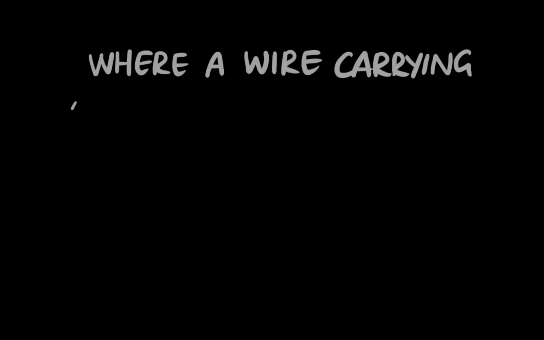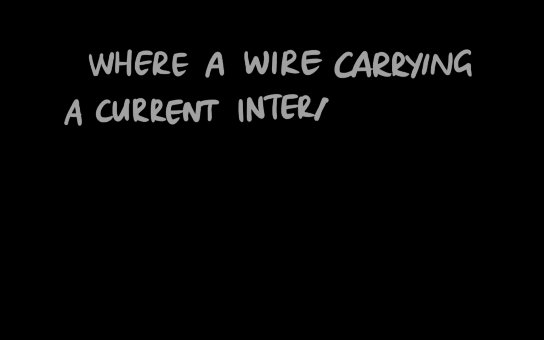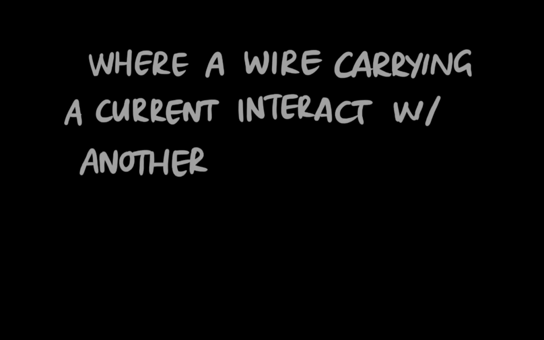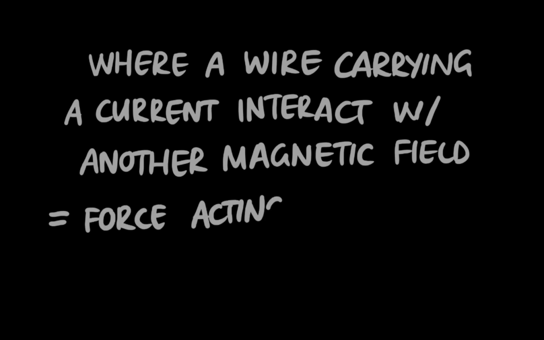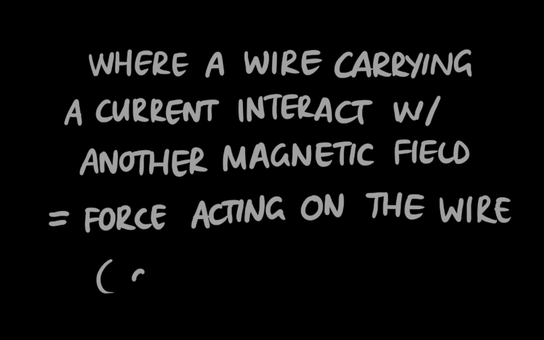Now let's talk about the motor effect. The motor effect is where a wire carrying a current interacts with another magnetic field, and that results in a force acting on the wire, and that force is at right angles. That's a very important point.